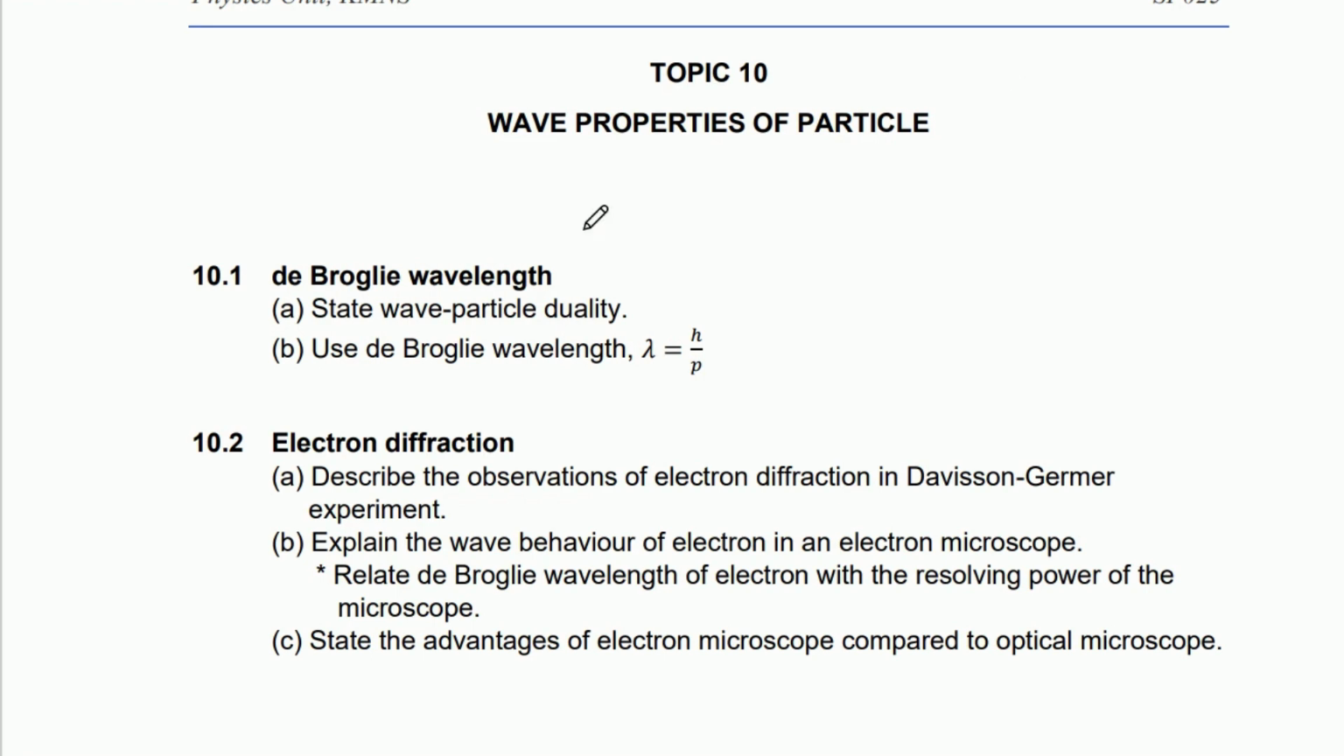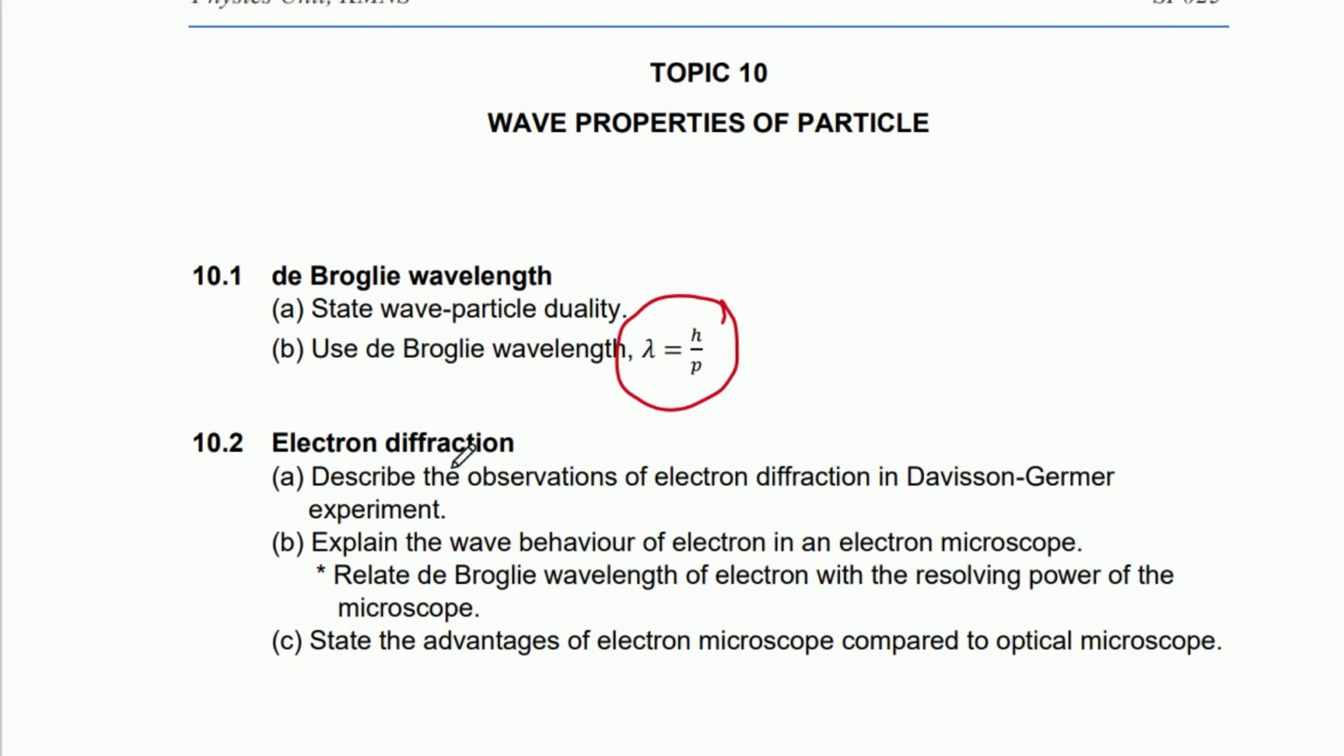Okay, 10.1 kita ada De Broglie wavelength. State wave particle duality. And then use De Broglie wavelength. Okay, so inilah formula bagi De Broglie wavelength lah. Lambda equal to h over p ya. Kemudian 10.2 kita ada electron diffraction.